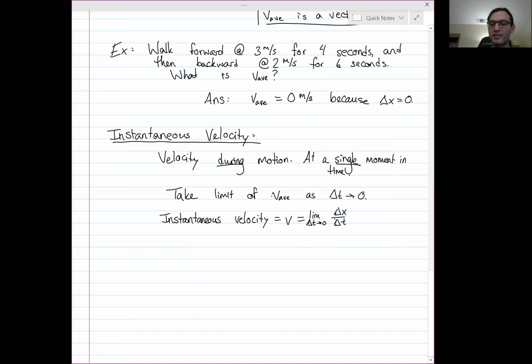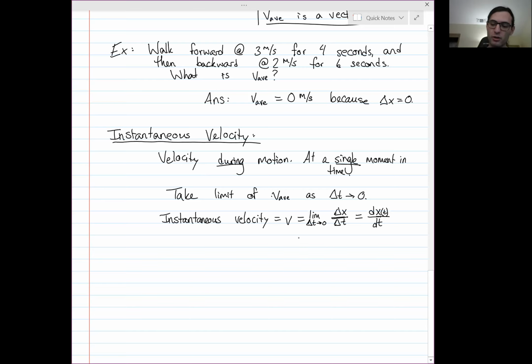Now, delta x is also going to have to go to 0 in this case, right? Because the distance that you can travel in a very, very small amount of time is going to be very, very small. And in fact, if you remember your calculus, this is just dx/dt, where x is a function of time. So I'll put a little of t there. This is just the derivative of position, of your position vector.